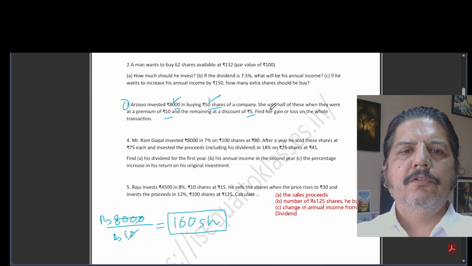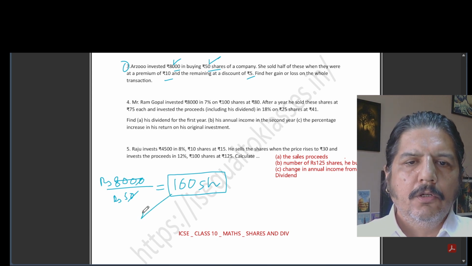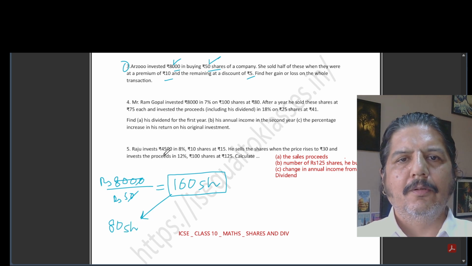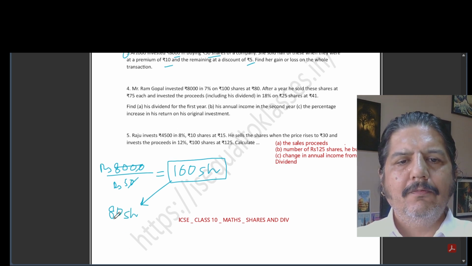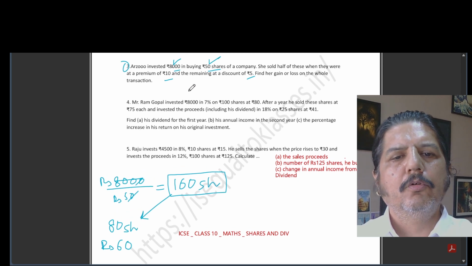Now, half of these she is selling at a premium of rupees 10. So 80 shares she is selling at a premium. What is the premium? Rupees 10. So she will be selling these at rupees 50 plus 10, that is equal to rupees 60.